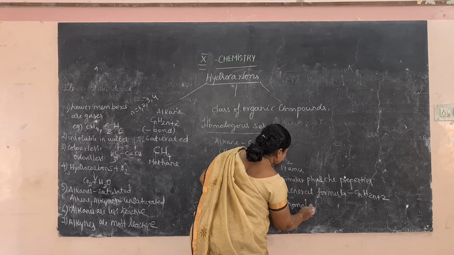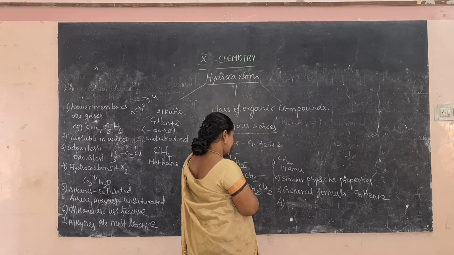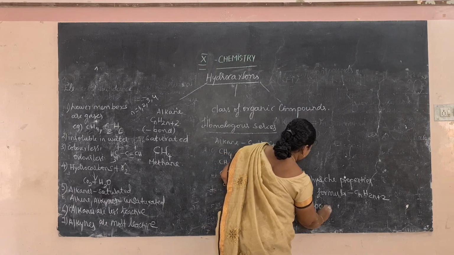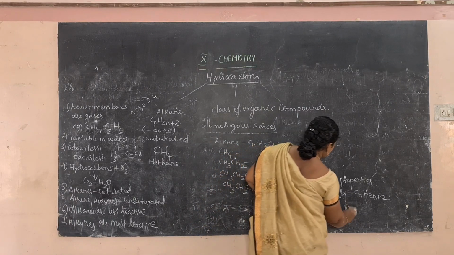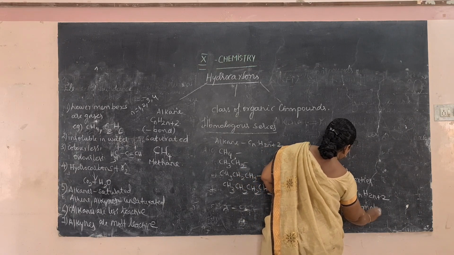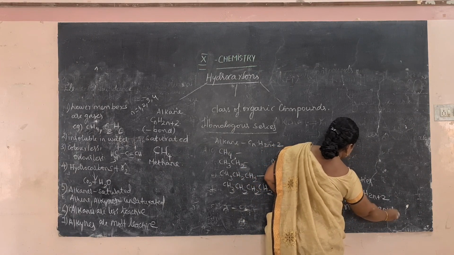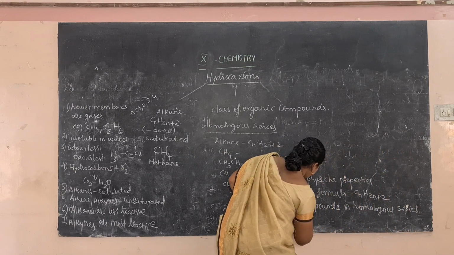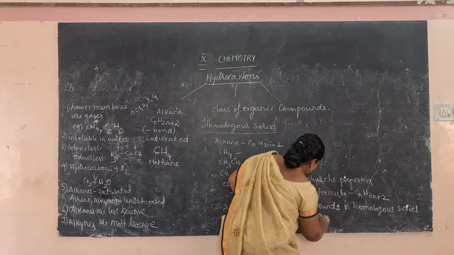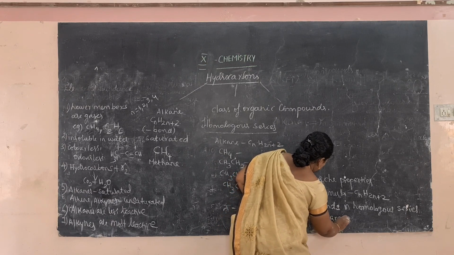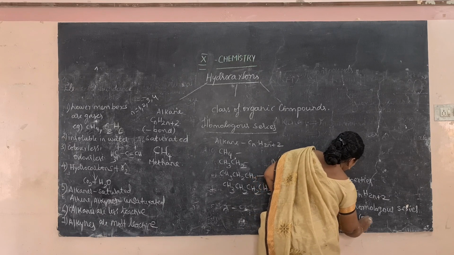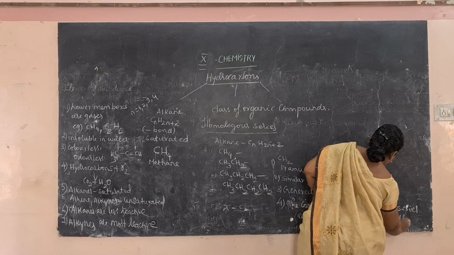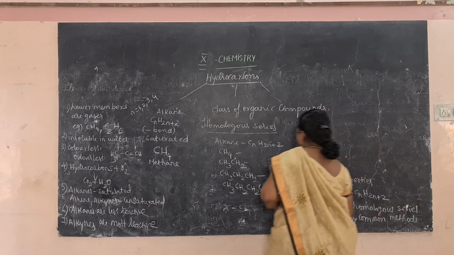The compounds in a homologous series can be prepared by common methods. So these are the common methods by which we can prepare the homologous series.